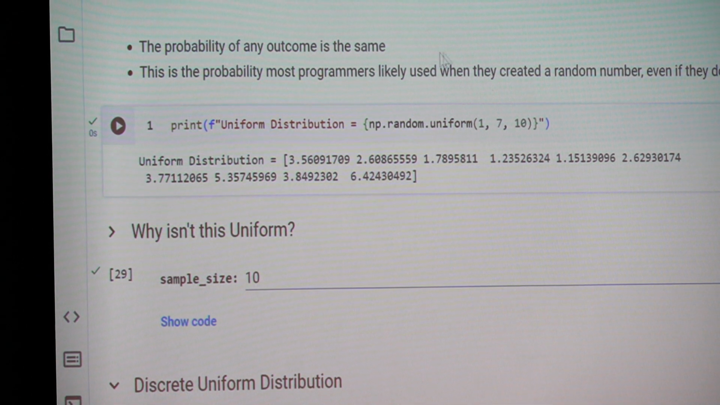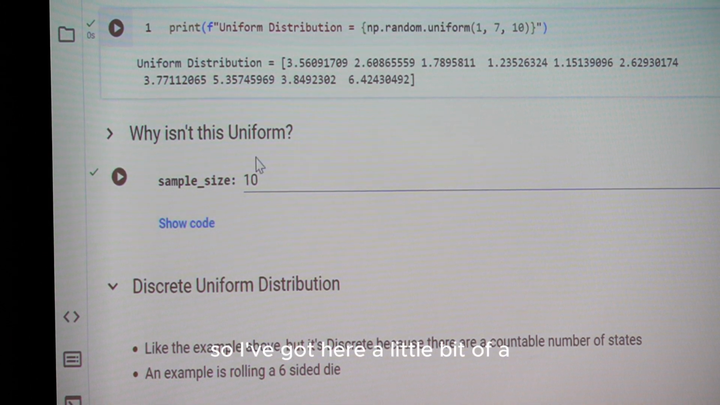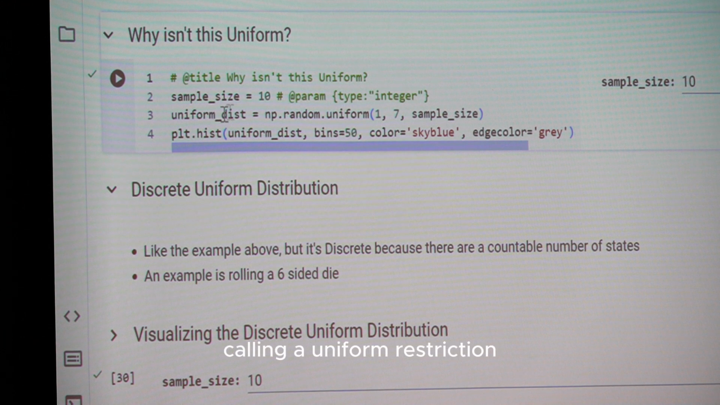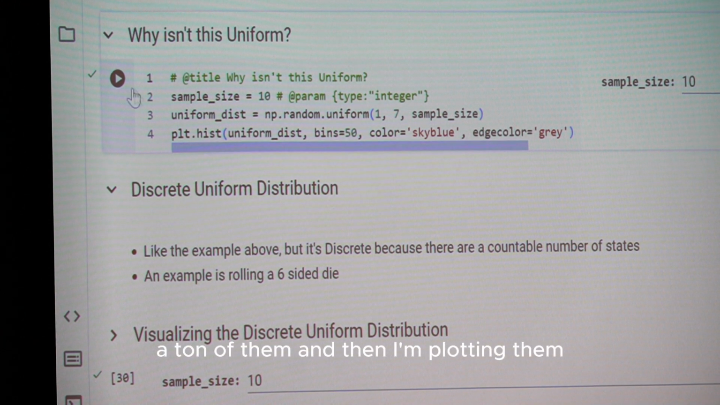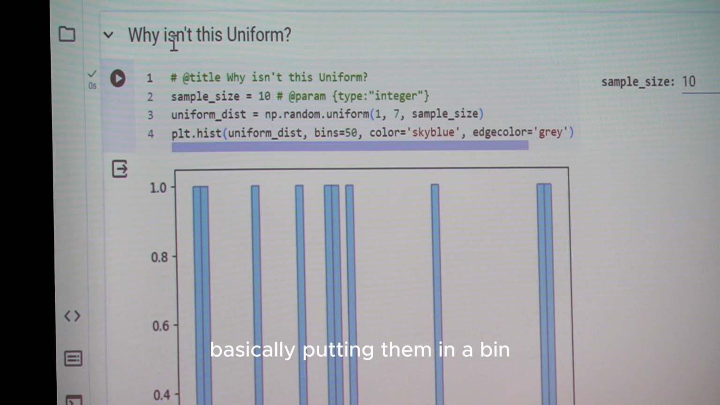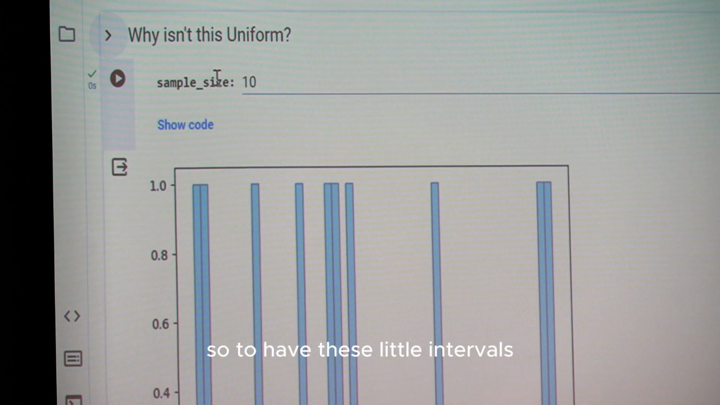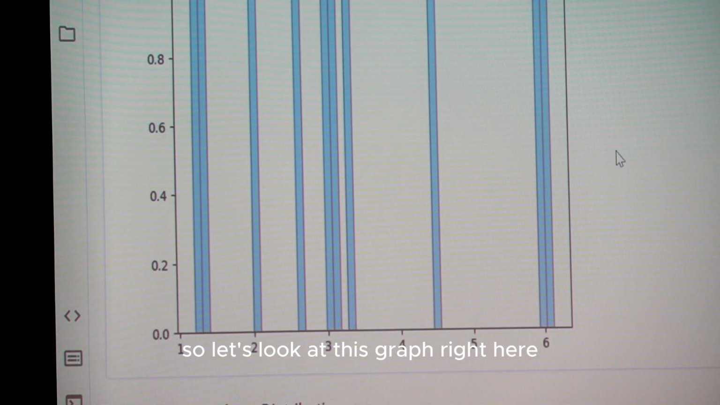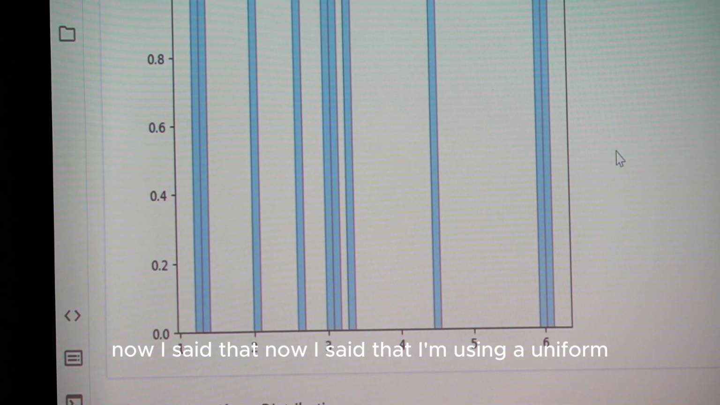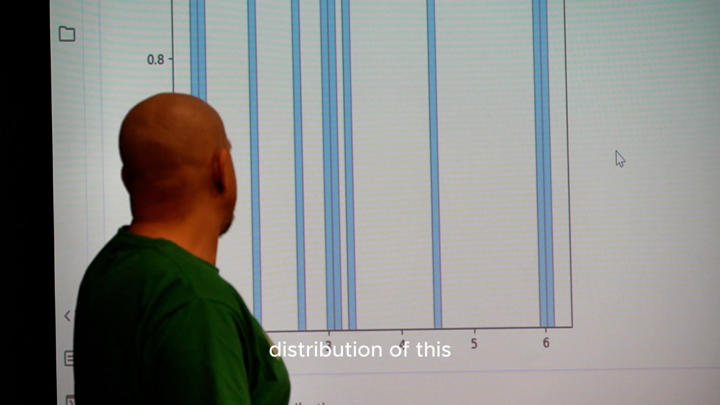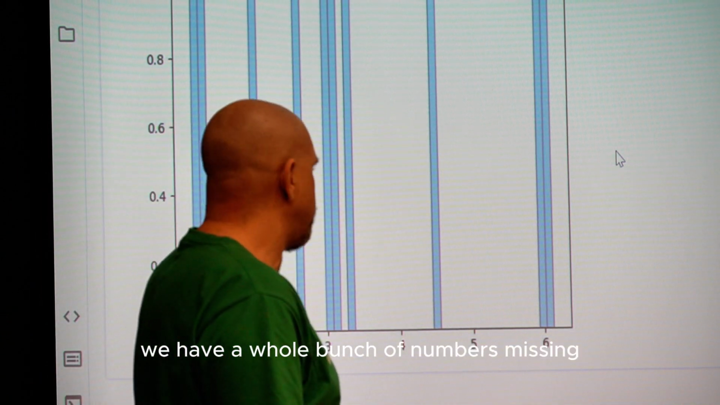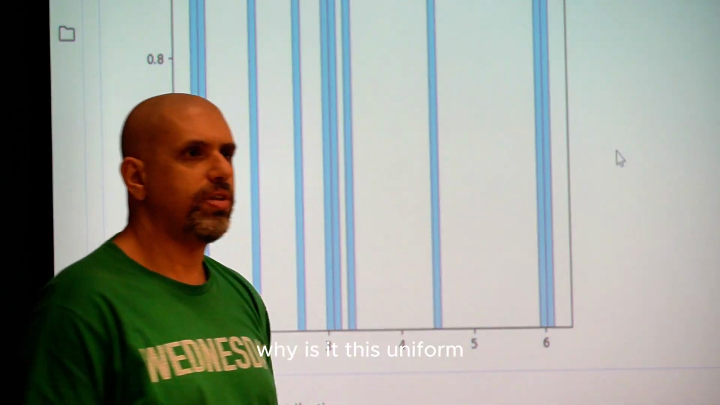So I've got a little bit of code here where I'm calling a uniform distribution, pulling in 10 numbers, and then plotting them, basically putting them in bins, so they have these little intervals. Let's look at this graph right here. Now I said that I'm using a uniform distribution on this, but if you take a look, we have a whole bunch of numbers missing. Why isn't this uniform?